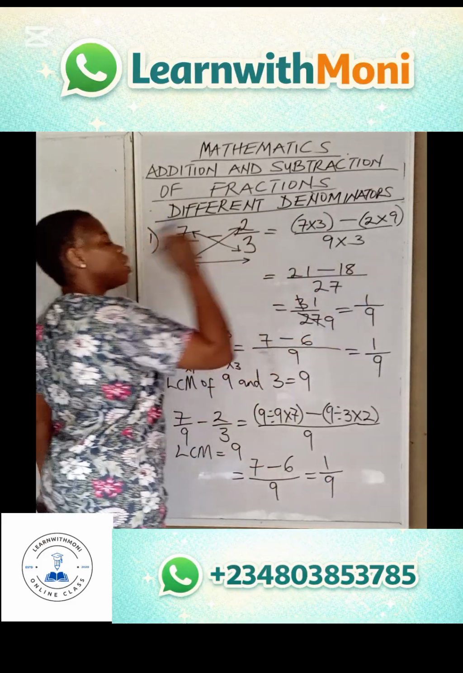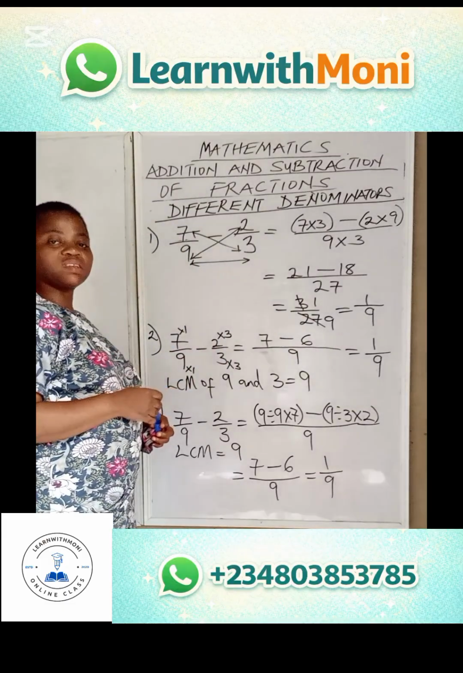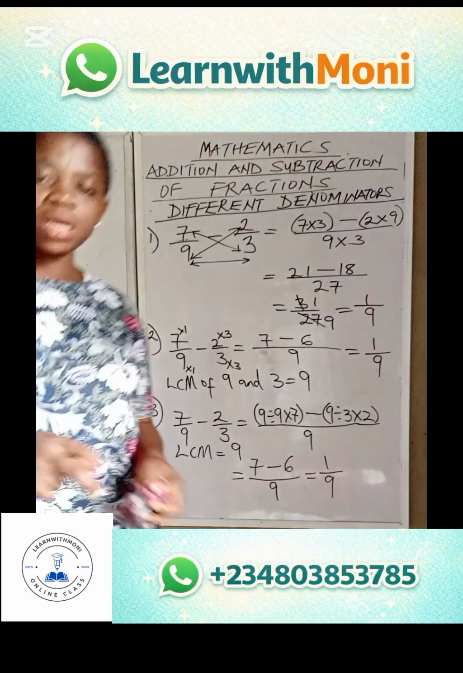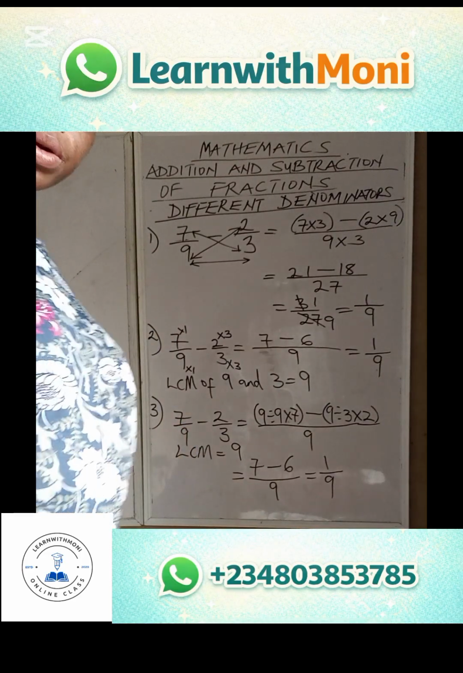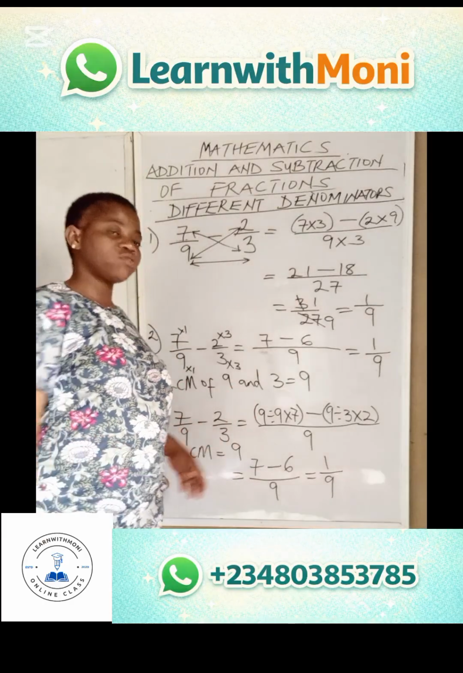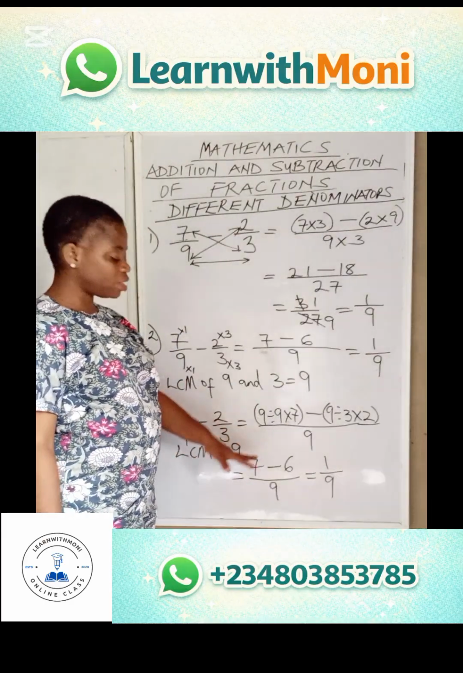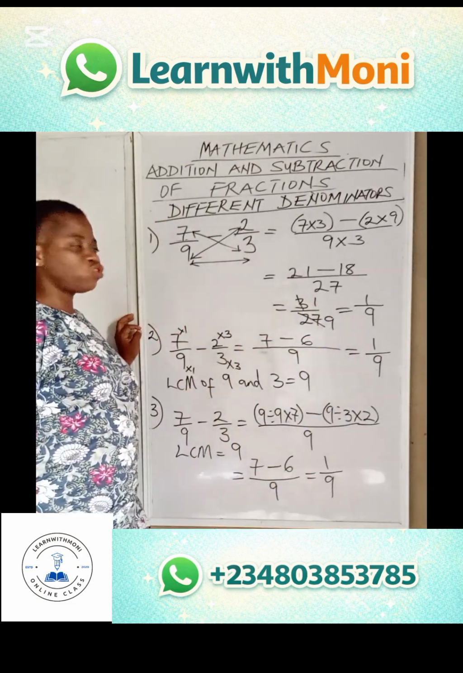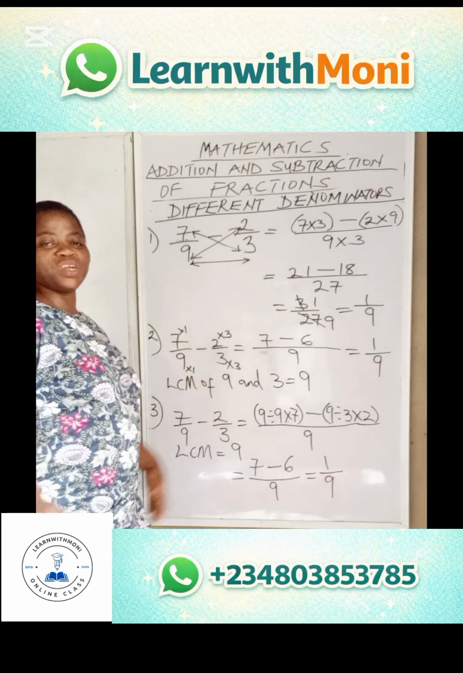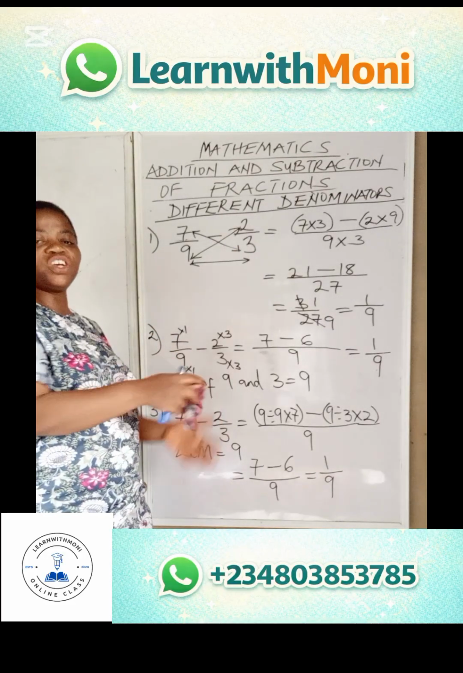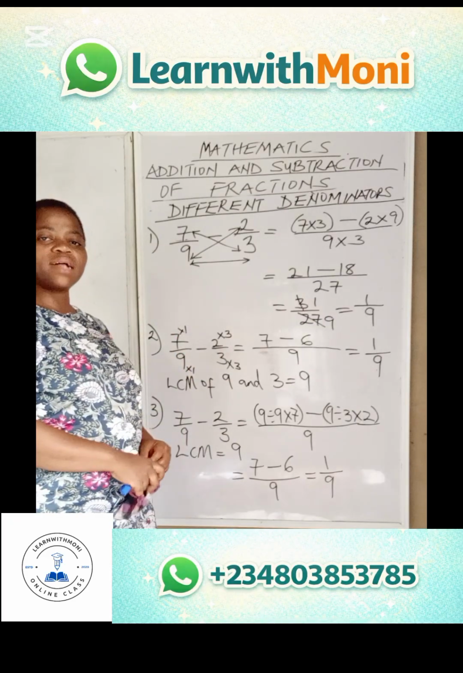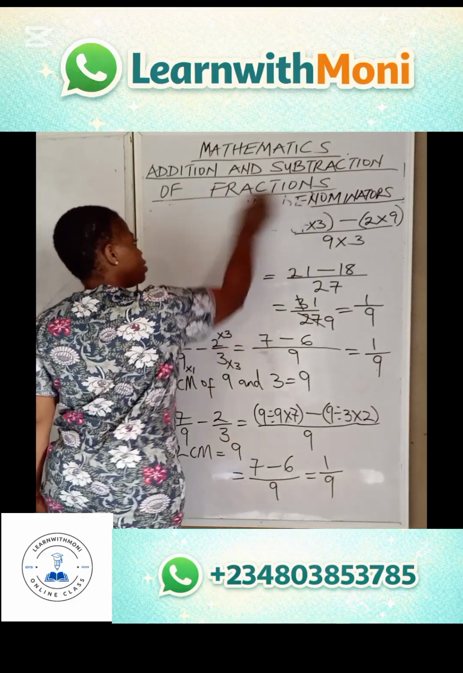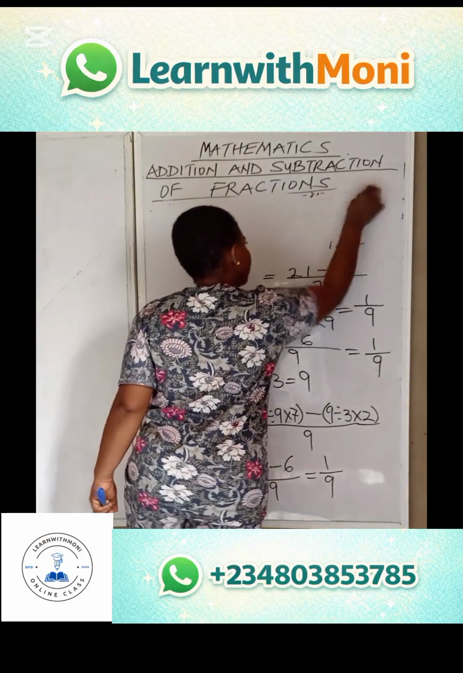7 minus 6 is 1 over 9. And with that, using 3 different methods, we got the same answer. I hope you will be able to use these 3 methods also. So, using the 3 methods, you can see we got the same answer. You are free to choose any of the 3 methods. You are also free to use all of the 3 methods interchangeably. Let us look at when we have mixed numbers. That is addition and subtraction of mixed numbers.